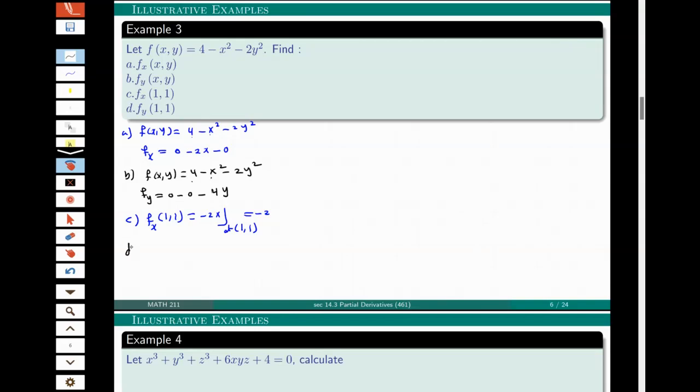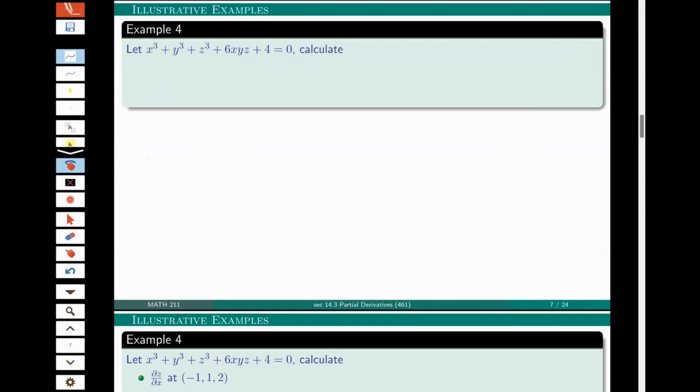Now, d, we have f sub y, which is equal to minus 4y. This will mean f sub y at the point (1,1) will equal minus 4 times 1, which is minus 4. Now, here we have two methods. One of them is using implicit differentiation.